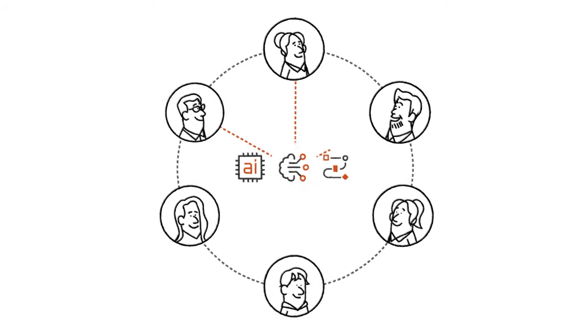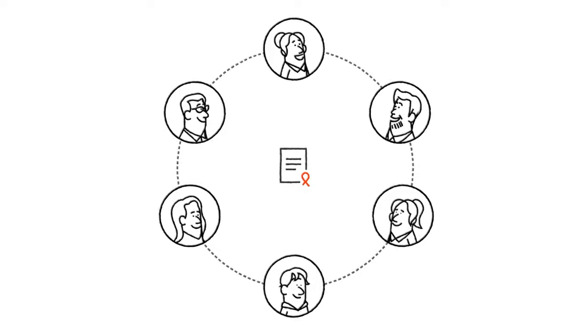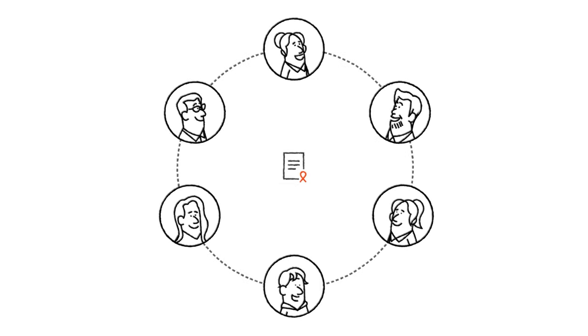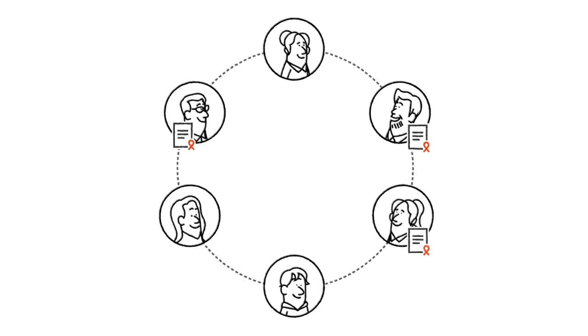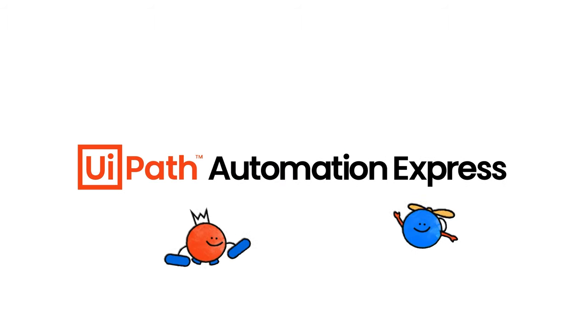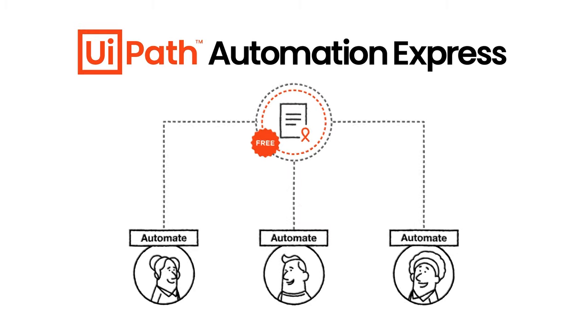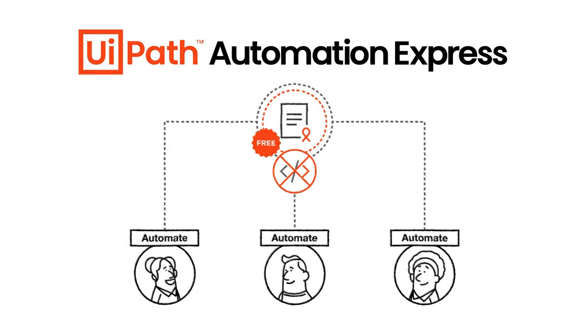Many people in your organization can benefit from automation tools, yet the number of licenses your company has is limited and mostly used by automation professionals. Luckily, there is UiPath Automation Express, a free license empowering everyone to automate tasks without any coding skills.